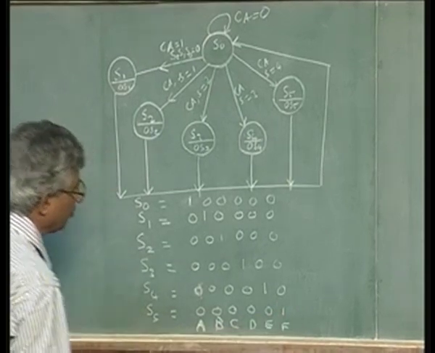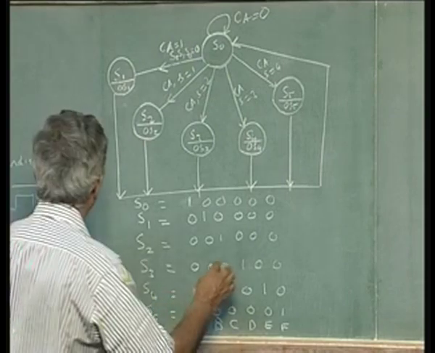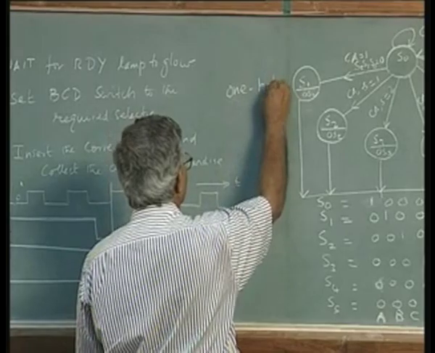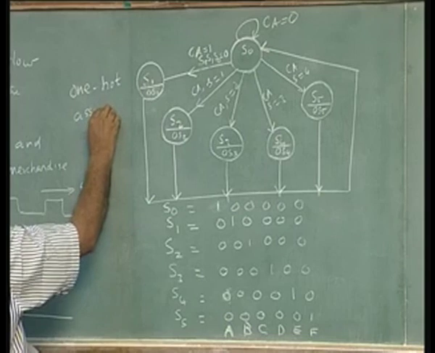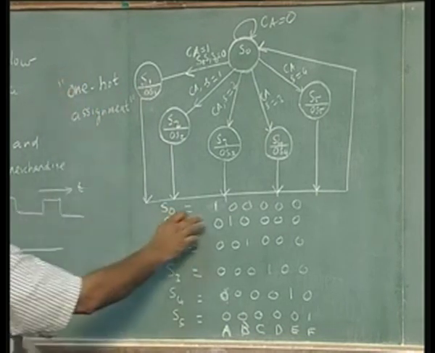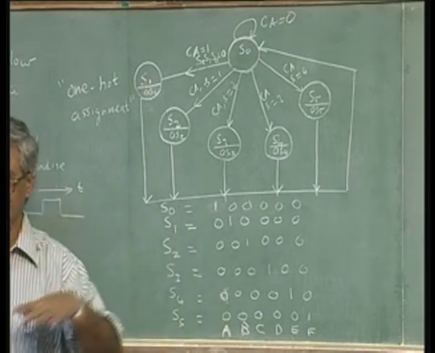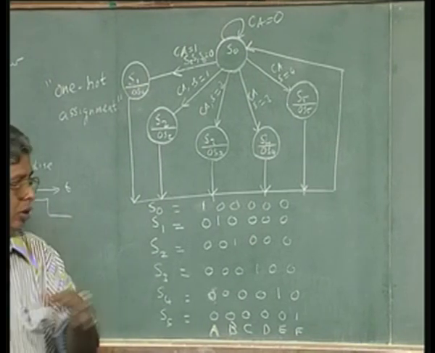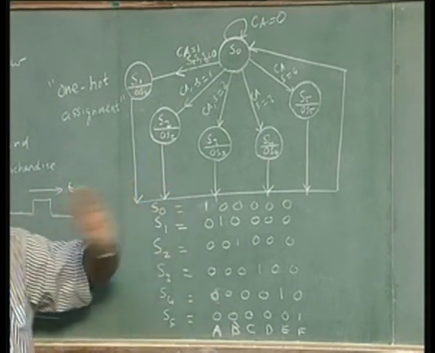So I am going to use 6 flip-flops for 6 states. This technique is called one hot method, one hot assignment. The reason is one of the flip-flops is always active. Hot is active. One of the flip-flops is hot, others are cold. Means one of the flip-flops is active, and the other flip-flops are inactive. Depending on which flip-flop is active, you know the state it is in.